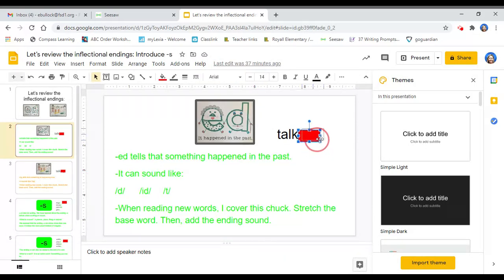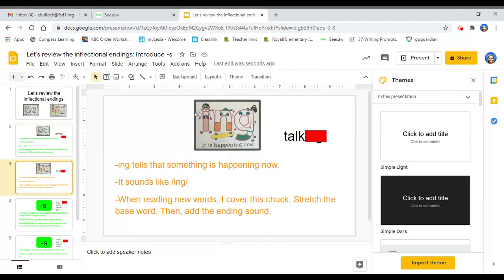So up here, I had the word talked. But if I don't know that word, I'm going to cover up that ending and I'm going to stretch out this word. I know the T says t. I know AL can say all. And I know the K says k. So I just stretched out that word, talk. Well, now I know that the ending ed can say d. So I'm going to try that ending first. Talked. That sounds right to me, and I'll read it in my sentence to make sure that it makes sense.